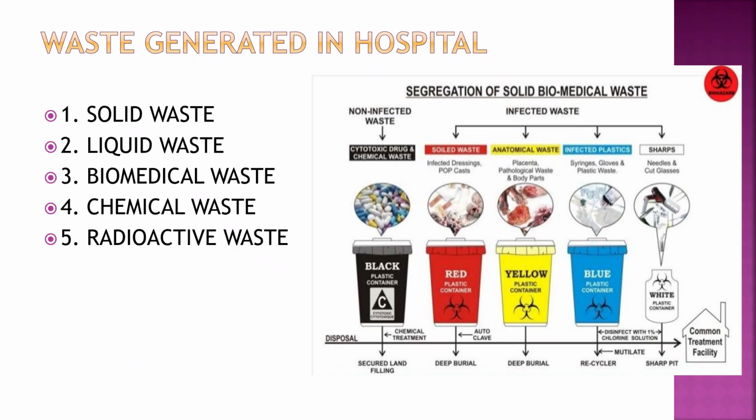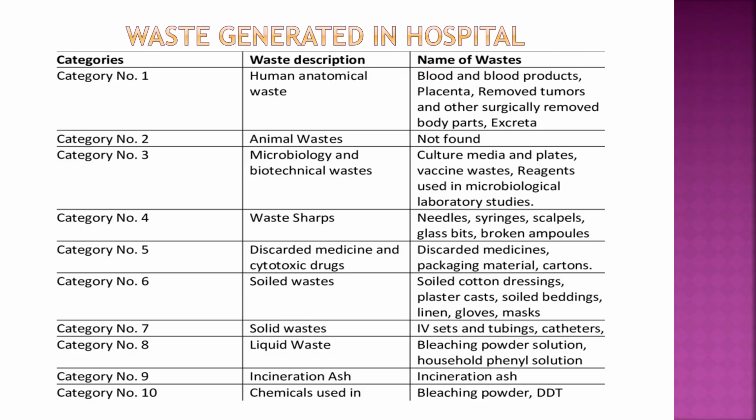So what are the different types of waste generated in the hospital? They are solid waste, liquid waste, biomedical waste, chemical waste, radioactive waste. So we will see in detail. It can be category 1, that is human anatomical waste like blood and blood products, placenta, removed tumors, other surgically removed body parts like appendix, uterus or biopsy materials, excreta.